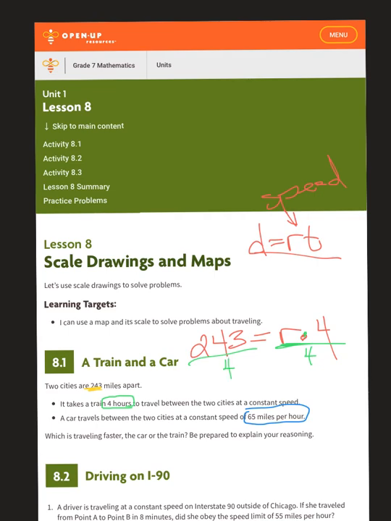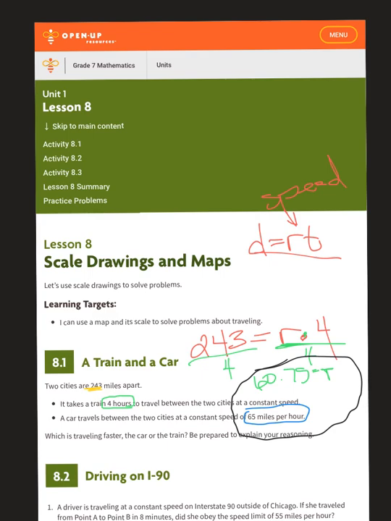Now using my calculator, I'm going to go 243 divided by 4, and I get 60.75. That's my rate. 60.75 equals my speed or my rate. So now I know the train is going 60.75 miles per hour, and I know the car is going 65 miles an hour. So looking at these two numbers, which one's going faster? Well, the car is traveling faster because 65 is more than 60.75. So those are the type of problems we're going to be working on today.